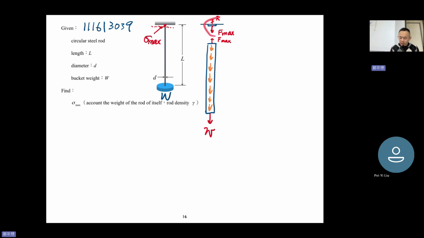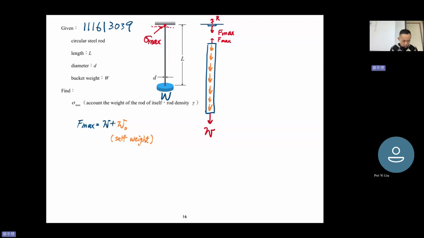Does this side help to solve for F max? No, because we don't know R as well. So we can only use the bottom part to solve for F max. F max equals W, no problem, right? And W0 is the self weight. And you notice that I use the same color.